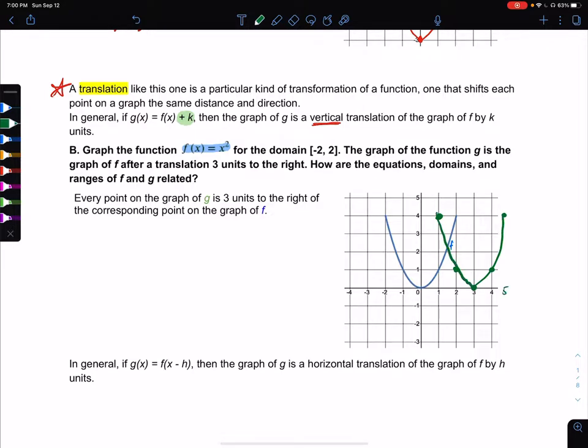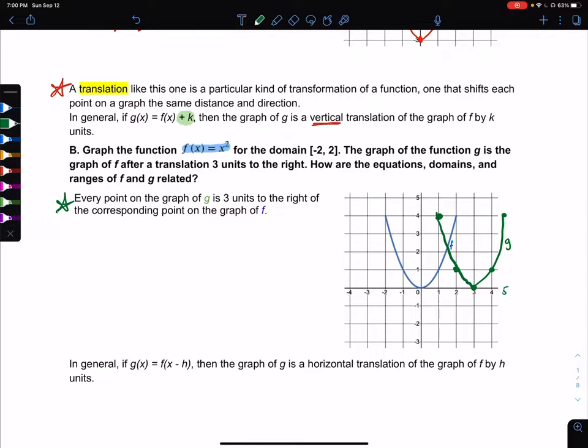And then we'd have this function here. And we could label that as g in this case. Probably should have used a different letter from part A, but you get the idea. Every point on the graph of g is 3 units to the right of the corresponding point. So we did this here, right? We shifted everything over to the right.